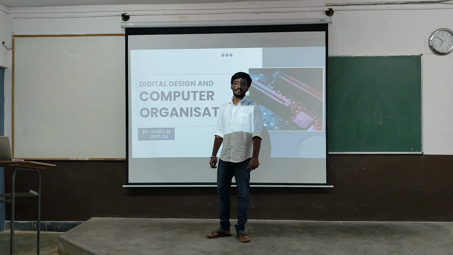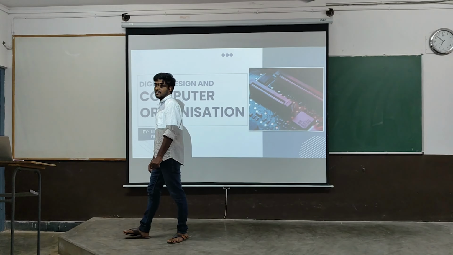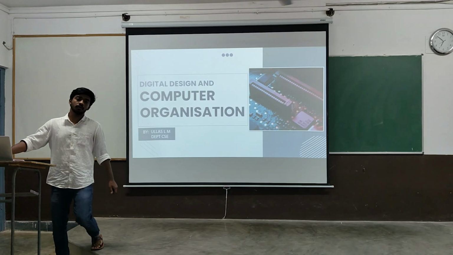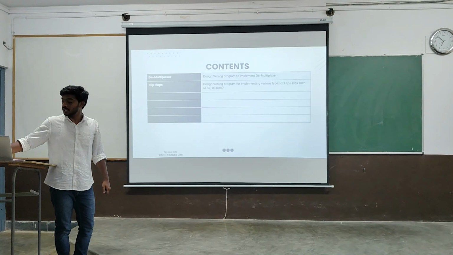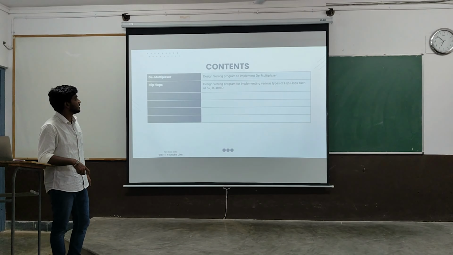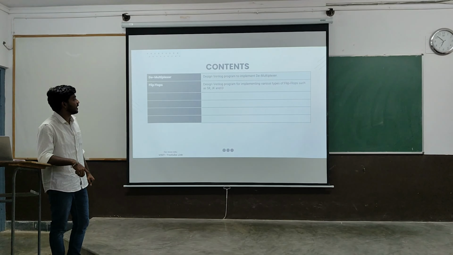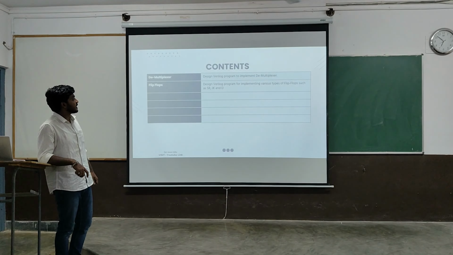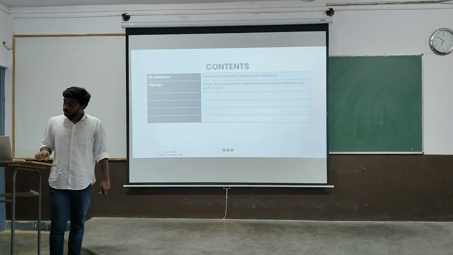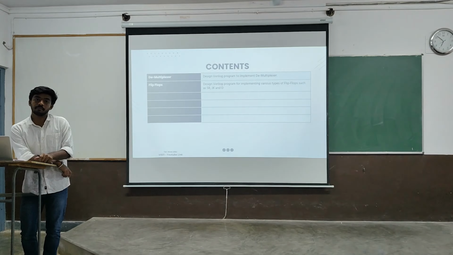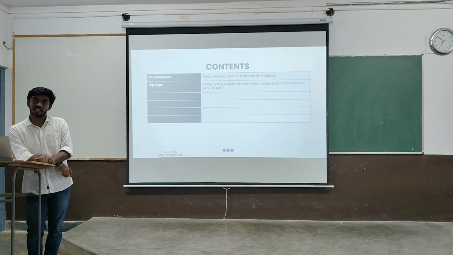Lab experiments. We already discussed the first 7 lab experiments. Now we are going to discuss the 8th lab experiment. Now let us see the question. The question is: design a Verilog program to implement various types of flip-flops such as SR, JK and D flip-flop. Before going to the code, let us know about D flip-flop.